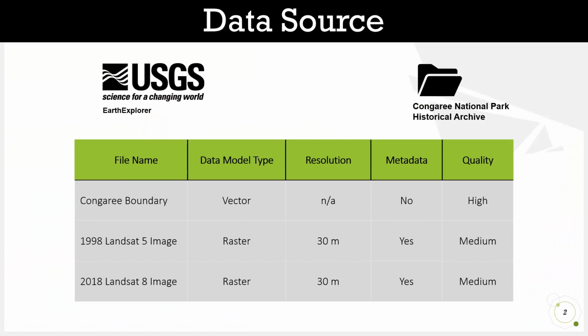I downloaded my data for this project from USGS EarthExplorer and the Congaree National Park Historical Archive. I used three main data files. The Congaree boundary file is vector data with no metadata, but still has relatively high quality. I also used a Landsat 5 image captured in 1998 and a Landsat 8 image captured in 2018. Both images are raster data with a 30-meter resolution, and they both have metadata and would be considered medium quality sources just because a higher resolution image would have provided a more accurate classification.